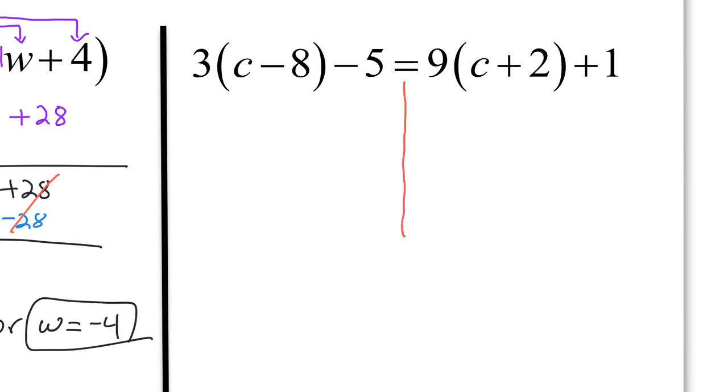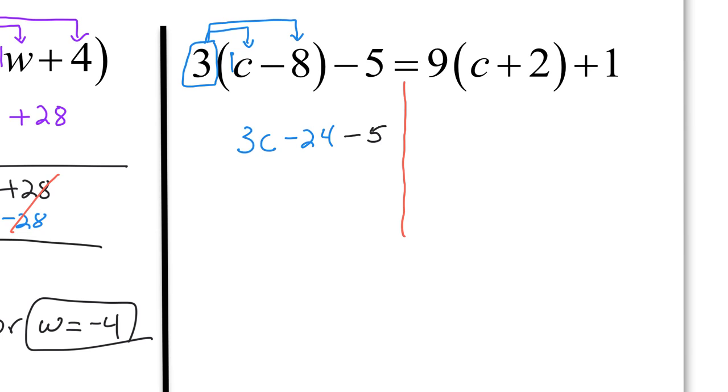I am going to distribute. So I'm going to multiply 3 times 1. There's the invisible 1c. So that's 3c. I'm going to multiply 3 times negative 8. That will be negative 24. And I bring down the minus 5. I don't multiply by 3 because minus 5 is outside of the parentheses.